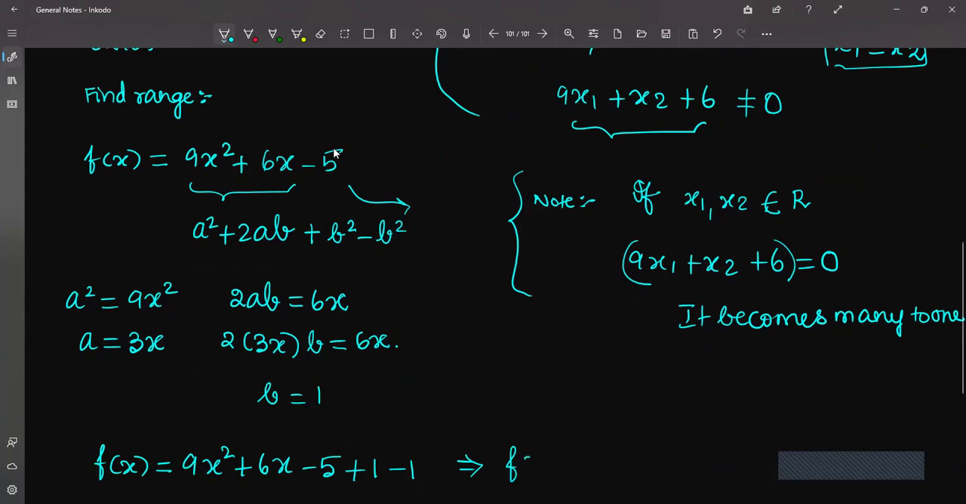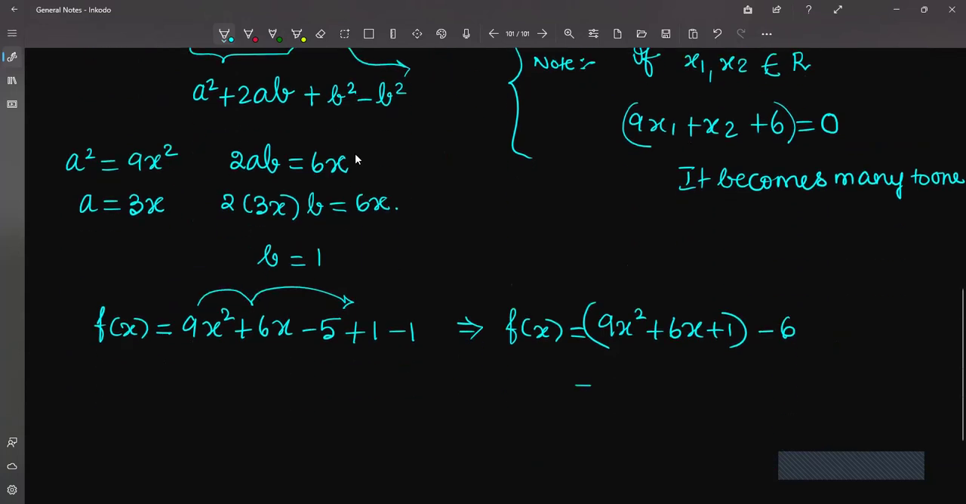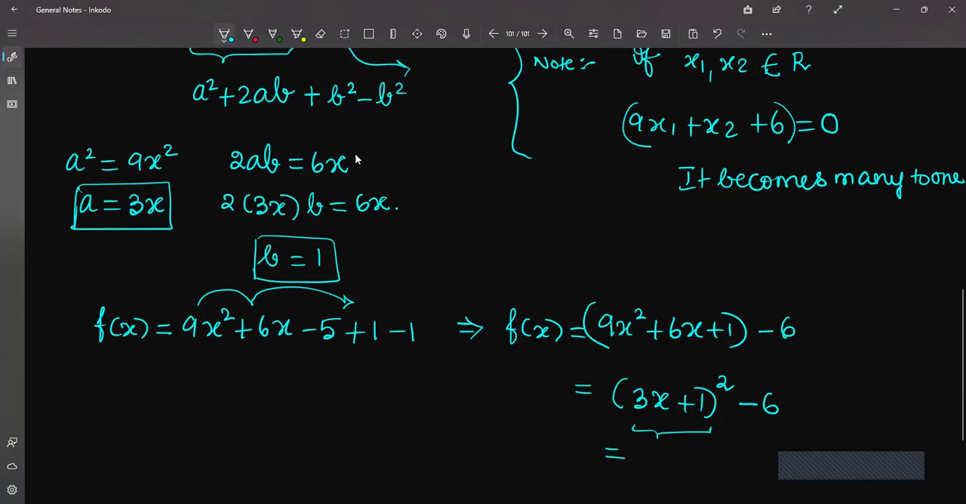Now f of x is equal to, we can group these three terms together. So that will be 9x square plus 6x plus 1, and this will be minus 6. Now, if you observe, the whole of this is a square term, a plus b whole square. What is a? a is 3x. What is b? b is just 1. So it is 3x plus 1 the whole square. It doesn't matter what type of term is inside the brackets. What actually matters is that this is a square term, minus 6.